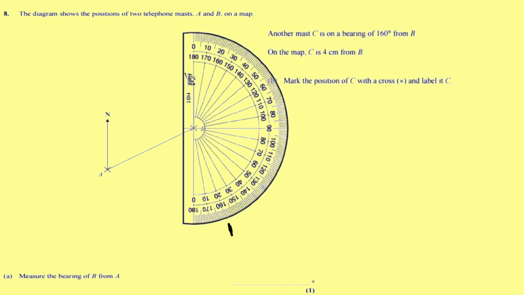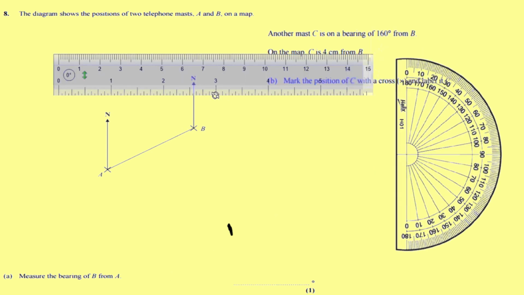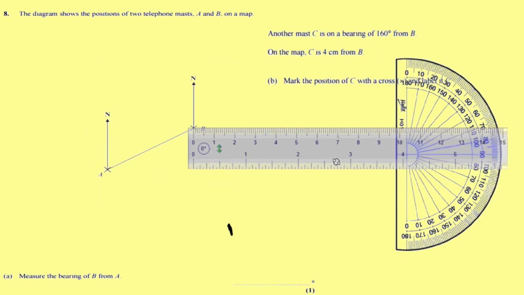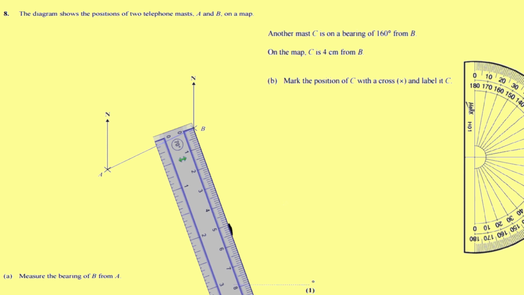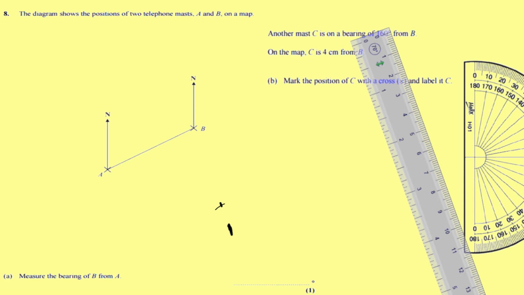Make a mark, move your protractor off, and then you need your ruler, and it says it needs to be 4 centimeters from B. Again, we're putting the end of our ruler, the 0, on B. Then we're going to turn our ruler to get it to the same bearing, and then we're going to measure 4 centimeters. So 1, 2, 3, 4. So that's our mark. It's on the right bearing, that's the right distance. So we put our cross there, and that's going to be point C.